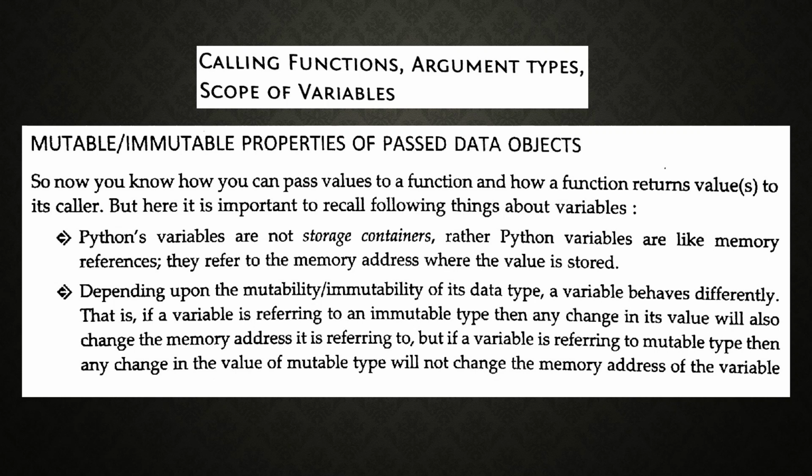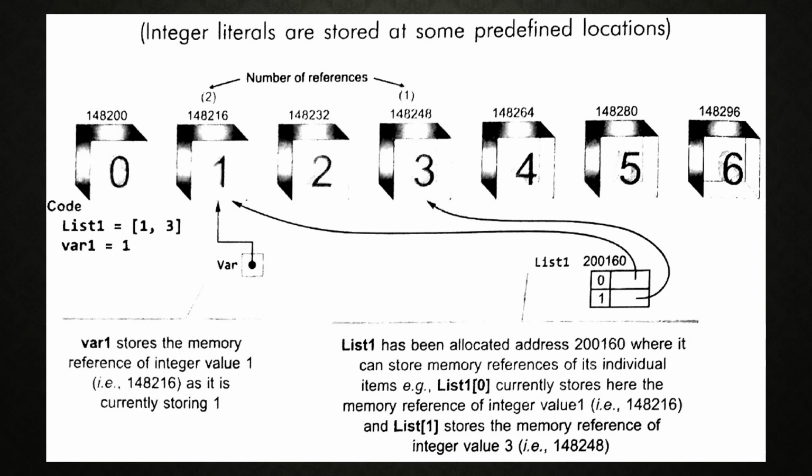These are very important concepts. You can expect this question: what are the differences between mutable and immutable types while passing data objects? You can expect this question for 2 marks. It's very important.